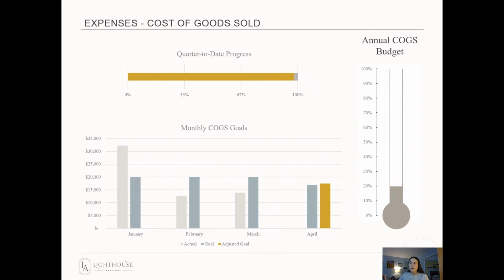Your expenses. So the next two slides focus on expenses, the first on cost of goods sold and the next on overhead expenses. Again, looking at your actual spend versus your goal and what your goal may need to be adjusted to address. In this instance, there was a little bit of an underspend, even though the first month spiked in cost of goods sold spending. The following 2 months were a little bit more conservative, and so the goal doesn't need to be adjusted very much. The thermometer again on the right shows you where you are for the whole year. And then the top, your quarter to date progress. So looking at a 3-month period, where are you on reaching your goal or keeping yourself under budget?